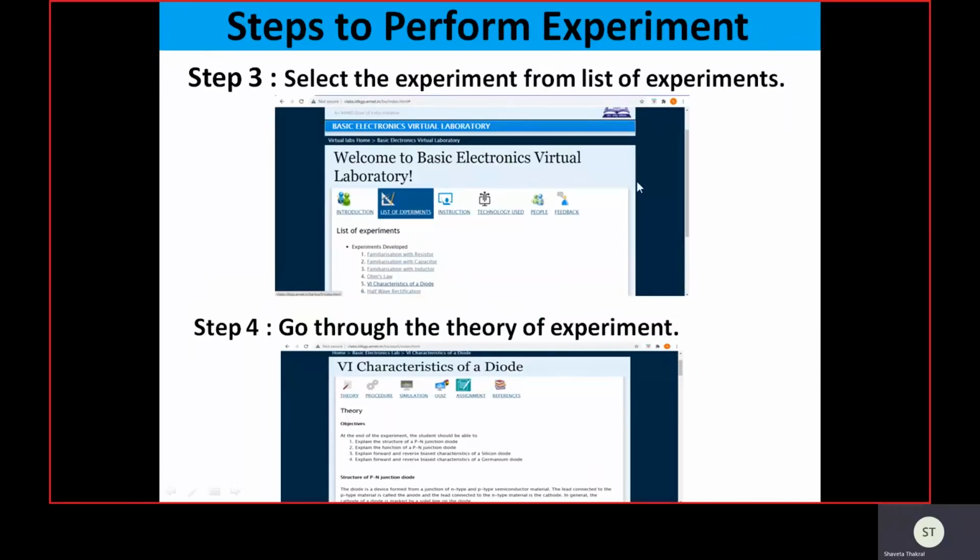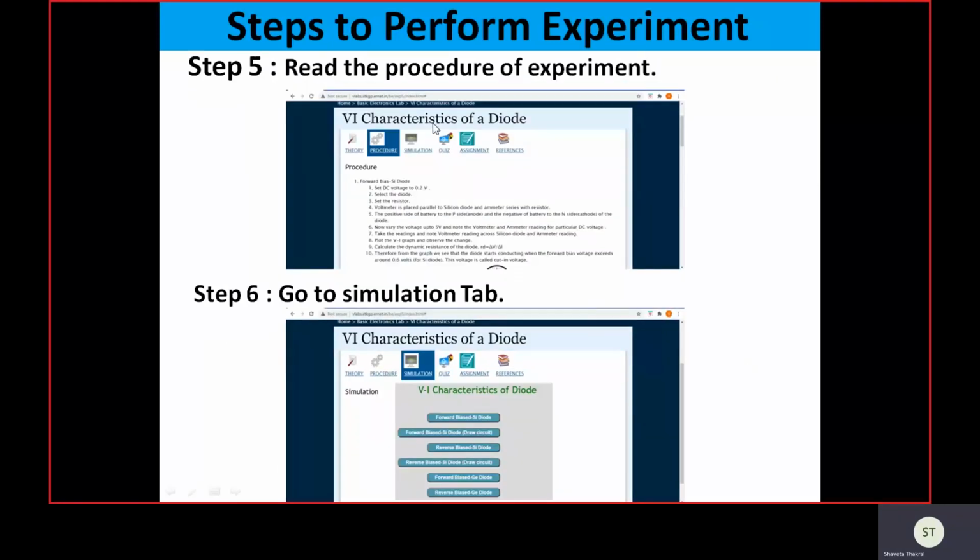Then after that the list of experiments will appear on the screen, and as we are going to perform the experiment, that is VI characteristics of diode, we need to select this experiment from the list. Then there are various tabs corresponding to this experiment. The one is the theory, so we need to go through the theory of the experiment, and I have already demonstrated the theory here also. Then after that we are going to read the procedure of the experiment. The complete steps are displayed here.